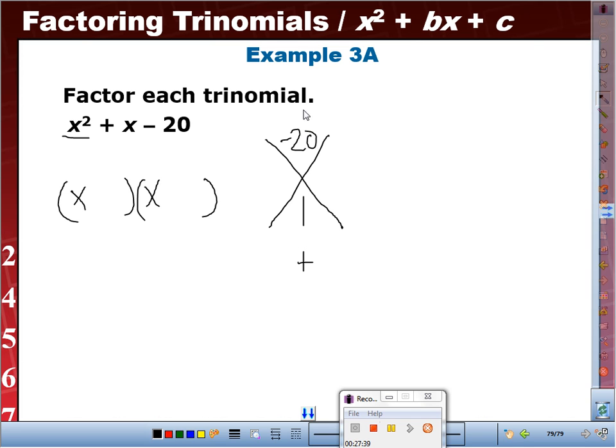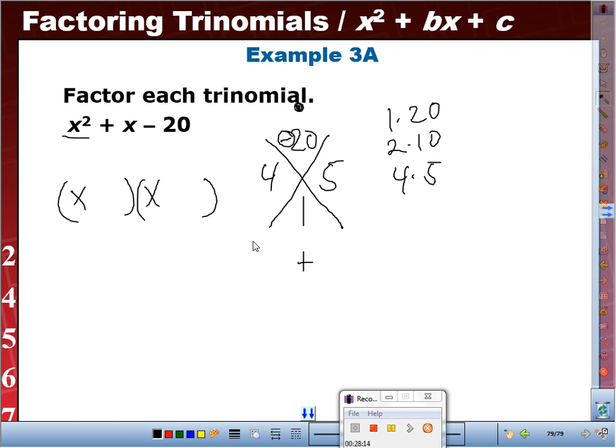This one is negative 20. That's our product. So this is where it's going to get a little bit tricky. Hold on. I'm going to write out the factors so that you see them first. 1 times 20, 2 times 10, 4 times 5. Which one of those adds or subtracts to give us 1? 4 and 5. Watch. Therefore, one of these two has to be a negative because this one is a negative.